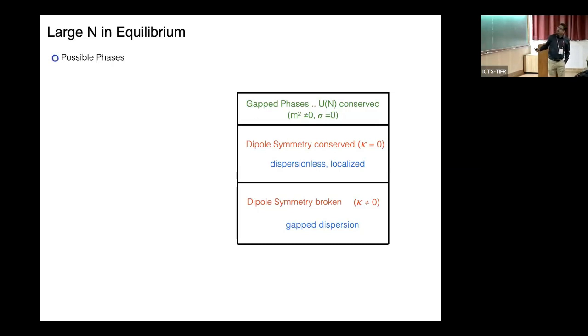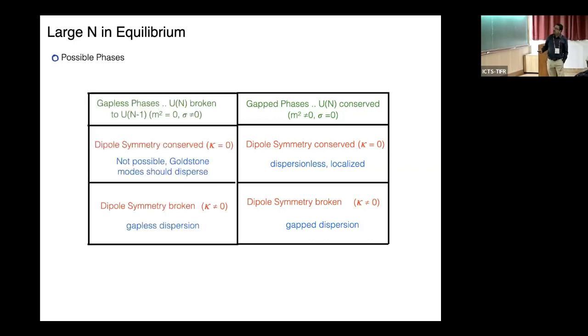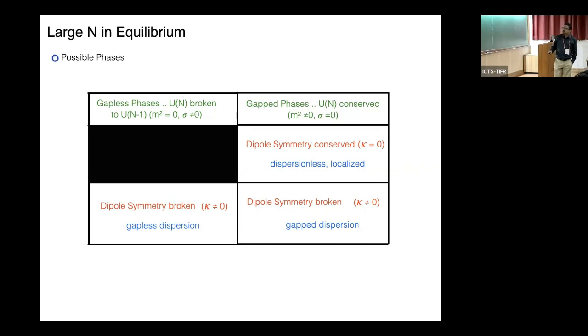You'll see that if you are gapped, U(N) is conserved. You can either break dipole or you can have dipole symmetry conserved. If you are in a condensed phase, then the dipole symmetry has to be necessarily broken because you have Goldstone modes. And so it's not possible to have dipole symmetry conserved while the U(N) symmetry is broken. So these are the three kinds of phases that you can expect.